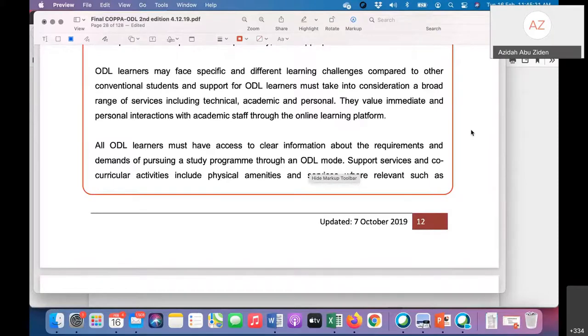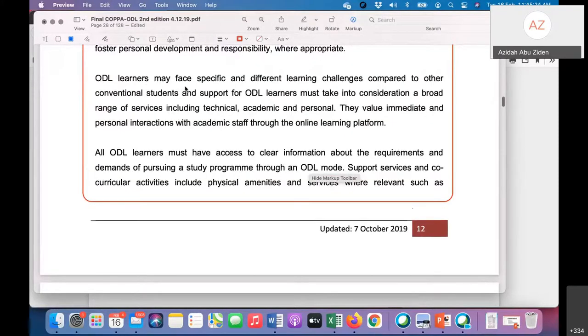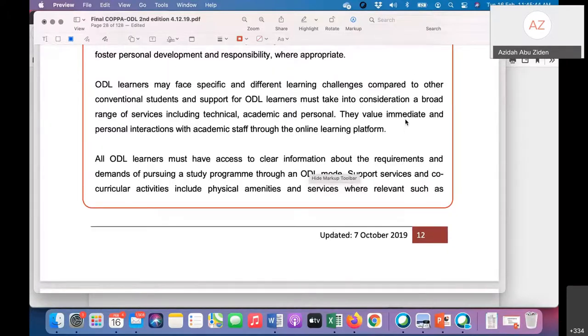And then one thing: ODL learners may face specific different learning challenges. So they value immediate and personal interaction with academic staff through the online platform. That's why sometimes I encourage lecturers to have online chat. I think Smart UMS also has chat. You can arrange chat sessions with lecturers, set what time, and they can chat and ask questions. Either the academic staff do it for their own course, or the support service does it for general queries of the students.